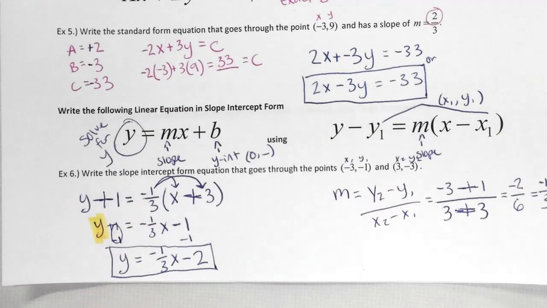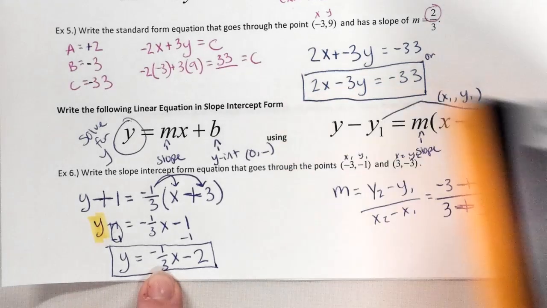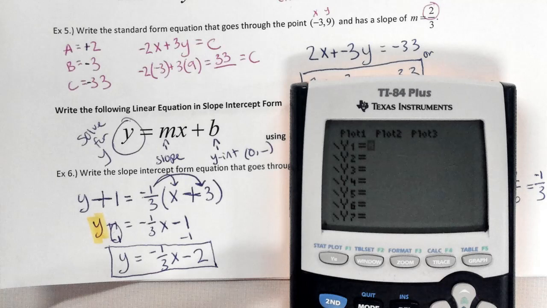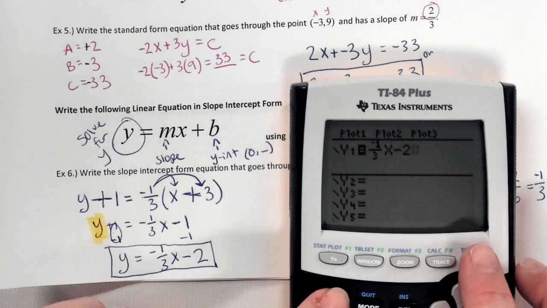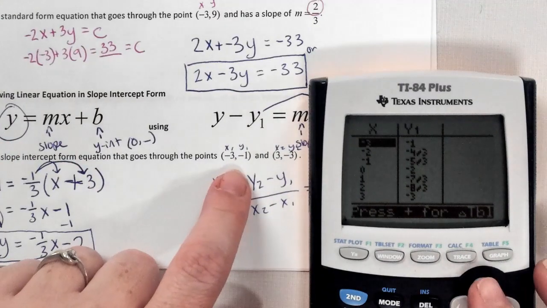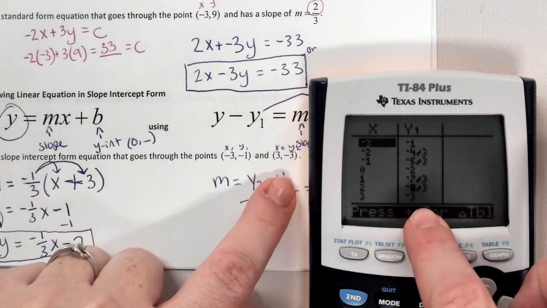And the best part about solving for slope-intercept form is we can always check our work. We know the slope is negative 1/3, but we can type it here. You can't type standard form in here. And you can go to your table and see if it has those 2 points. So do I have -3, -1? And do I have 3, -3? So I did it correctly.